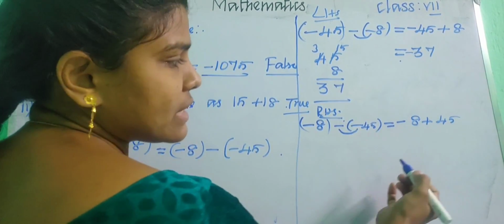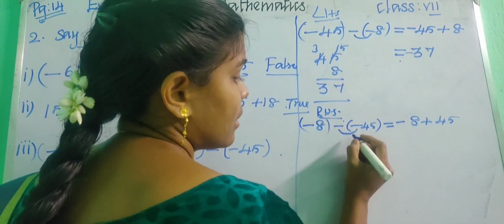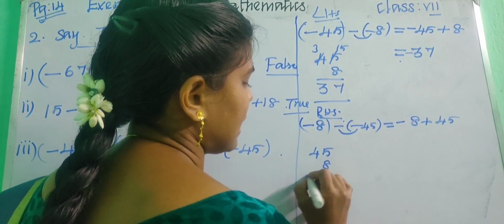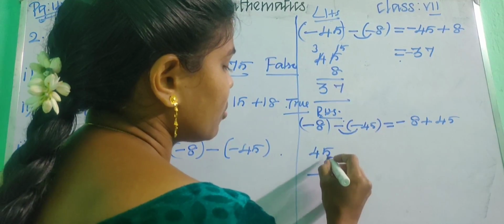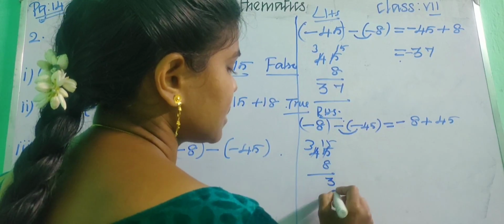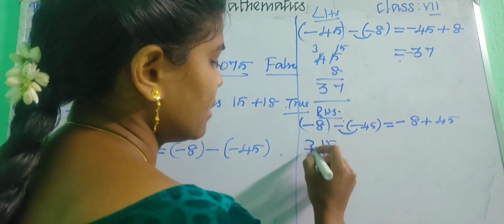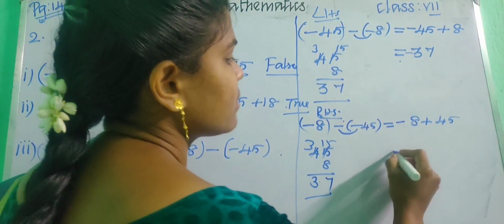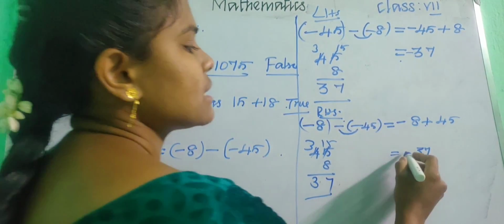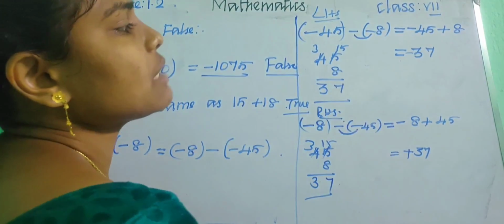Now we are having two different signs, so what can we do? We can subtract it and put the greater number sign. So 45 minus 8. So what will we get? 15 minus 8 is 7, and 3 minus 0 is 3. So we'll get 37, and plus is the greater number sign, right? So here we will get plus 37, and for the left hand side we are getting minus 37.